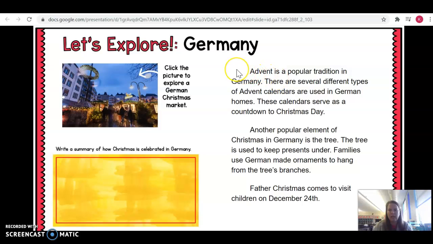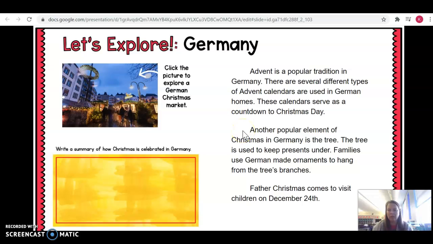It says Advent is a popular tradition in Germany. There are several different types of Advent calendars that are used in German homes. These calendars serve as a countdown to Christmas. So you might have something like this in your home. You just didn't know that it was called Advent, but it's basically a countdown to Christmas. Sometimes you get a little gift in a box, or you simply move the numbers as you get closer and closer to Christmas.